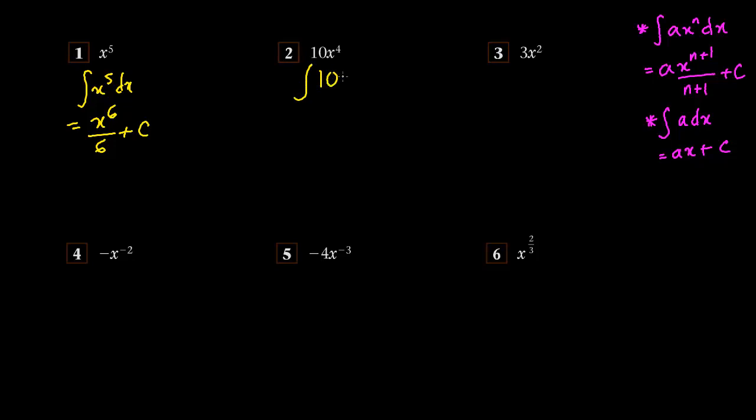The next one is 10 x to the power 4. Remember, 10 is a constant that goes outside the integral, and x to the power 4 becomes x to the power 5 by 5. So when we simplify this, it becomes 2x to the power 5.